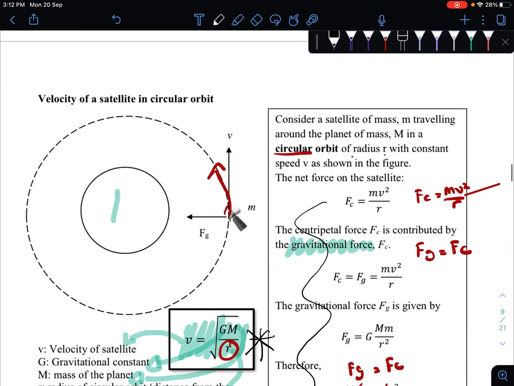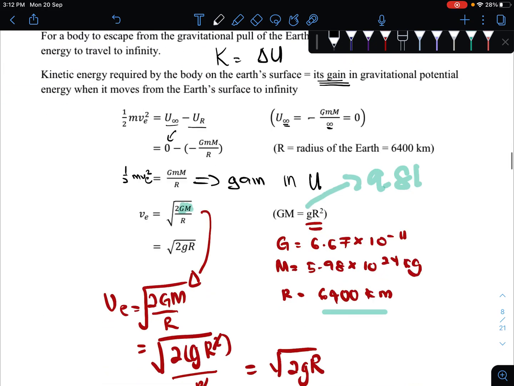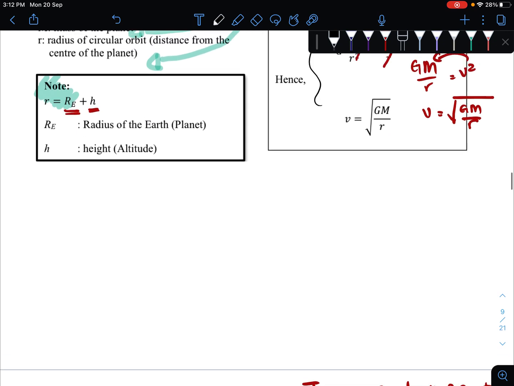Likewise for velocity, you must know the process of derivation, because the learning objective here is to derive and use. Not just use, you must derive.